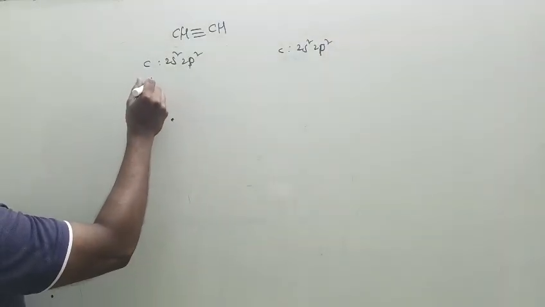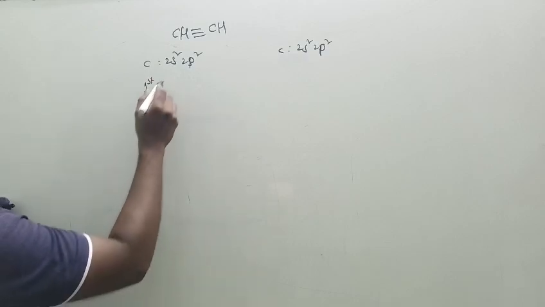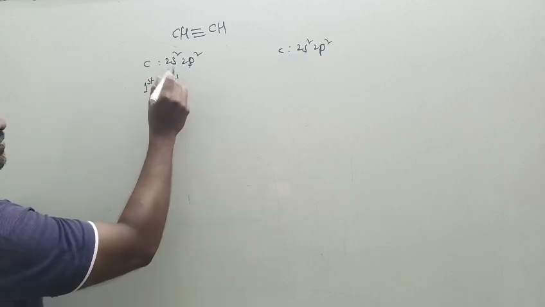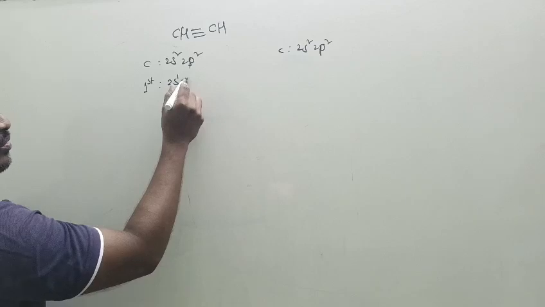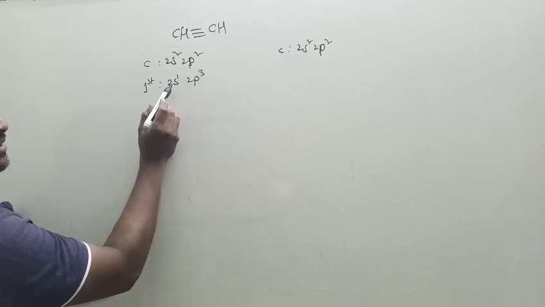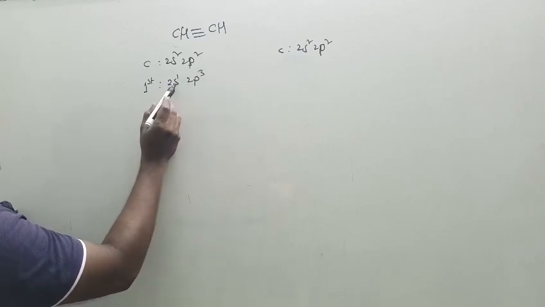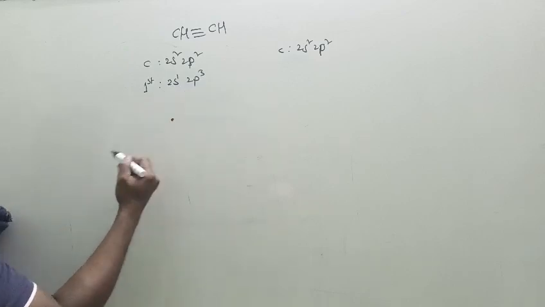Each carbon undergoes the first excited state. In the first excited state, one of the s electrons enters into a p orbital, then it has 1 electron in the s subshell and 3 electrons in the p subshell.